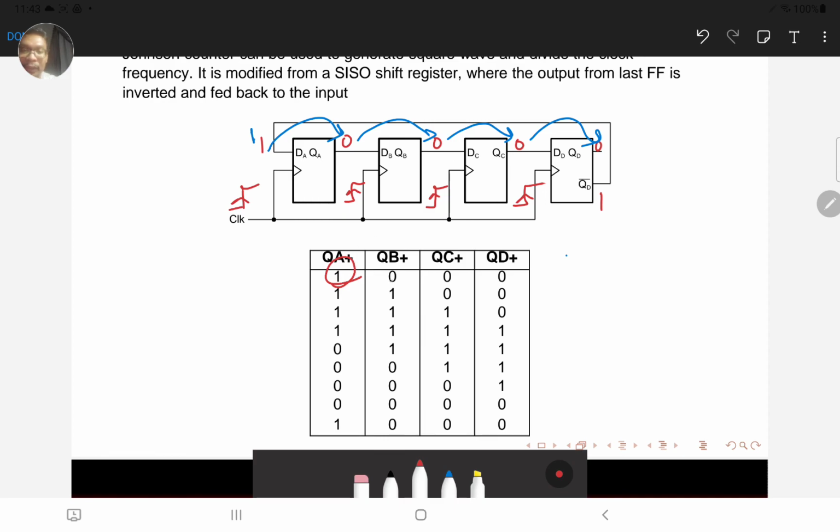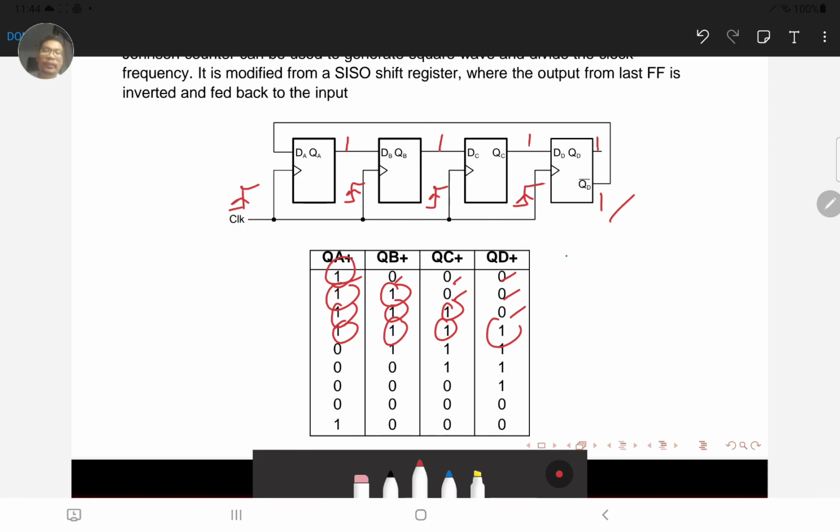QA here is going to be one, 0, 0, 0, and then 1, 1, 0, 0, then 1, 1, 1, because the value of one is being transferred along, and then 0, 1, 1, 1, 1. Now when all are 1, we can make a new analysis. When we have QA, QB, QC, QD, this QD here, when they're all equal to 1, QD bar here will be equal to 0.